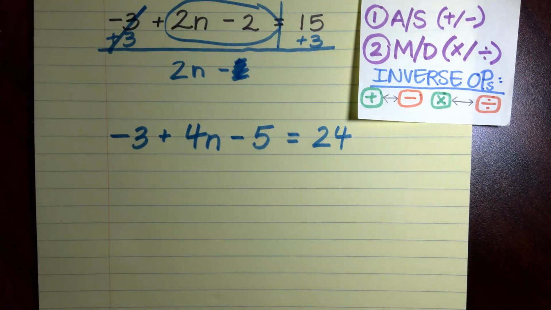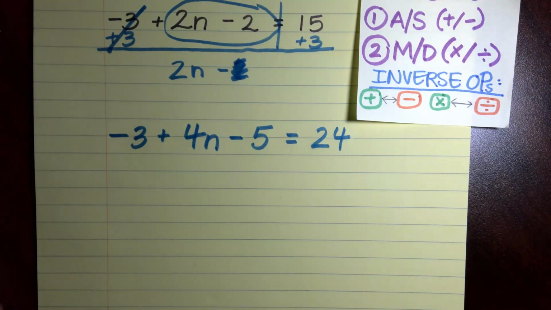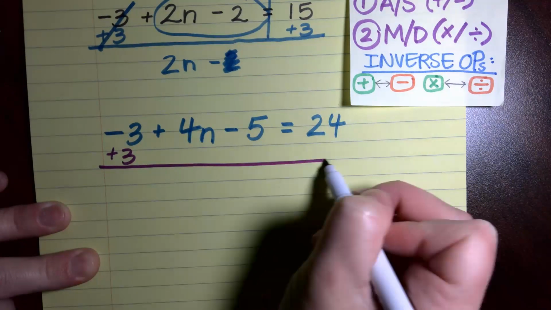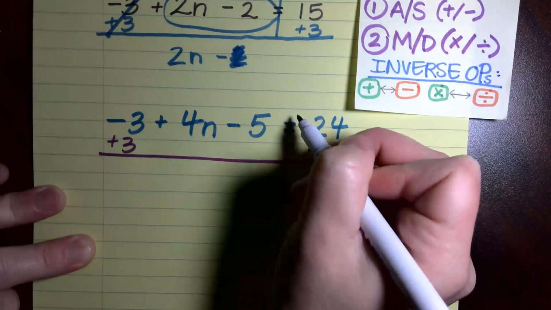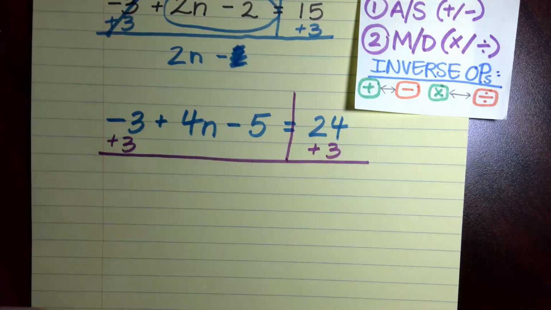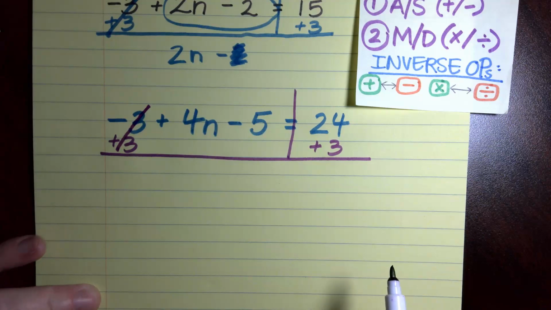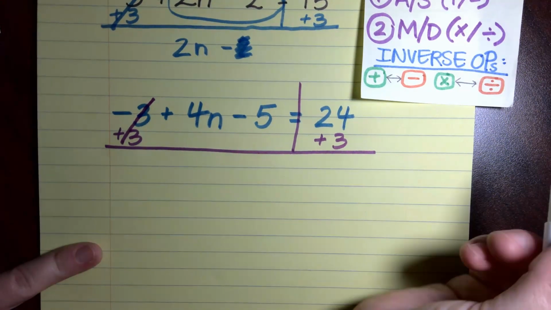Okay, what should we do? Add 3. Add 3. Where else am I adding 3? To the 86, because it's on the other side of my equation, other side of the equal sign. 3's cancel.